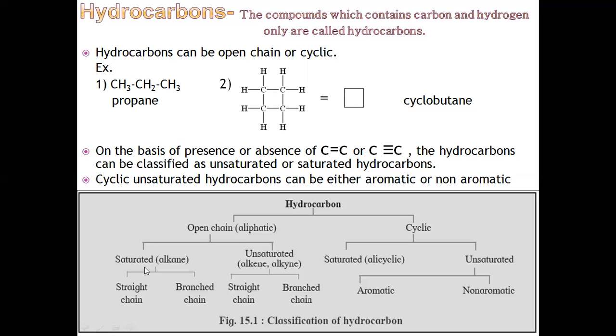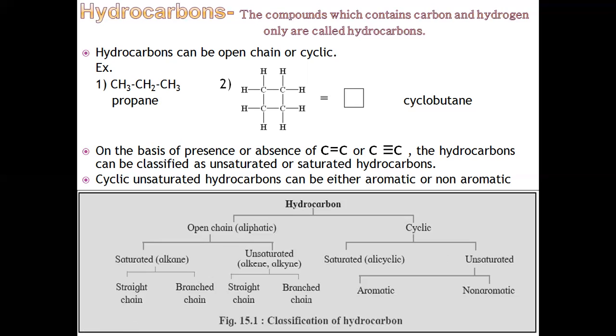These saturated hydrocarbons are also classified as straight chain and branched chain alkanes. Also, unsaturated hydrocarbons are classified as straight chain and branched chain hydrocarbons. Now, cyclic hydrocarbons are classified as saturated and unsaturated hydrocarbons. Saturated means the carbon atoms in the cyclic compound are joined by single covalent bonds, and these are called saturated cyclic hydrocarbons. These are called alicyclic hydrocarbons.